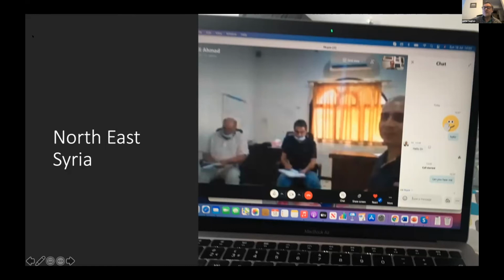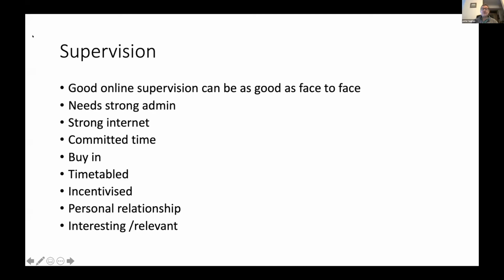And there we talked through cases that they brought up. They wanted to talk about epilepsy because they see a lot of epilepsy. They see a lot of stress conditions because of the war and conflict. So some points I would say about supervision is that online supervision, I think, can be as good as face-to-face. And there are probably some advantages as well and disadvantages.